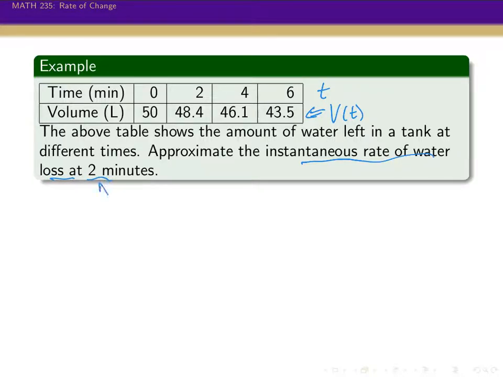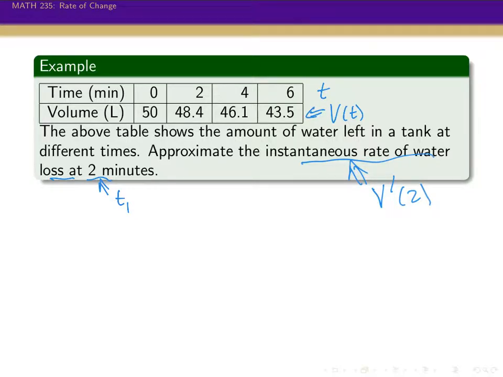So the 2 minutes is talking about our t, or really our t1. And if we're talking about the instantaneous rate of water loss, what we want here is the value of the derivative at 2. Okay. Now what we have is a table of values, and so we don't have a nice function that we can apply a limit to. The best we can do is estimate it.